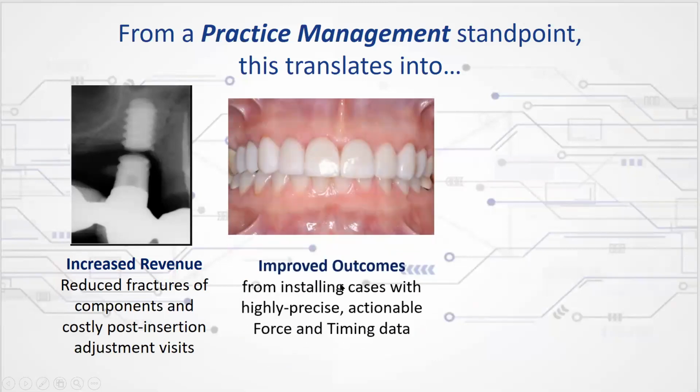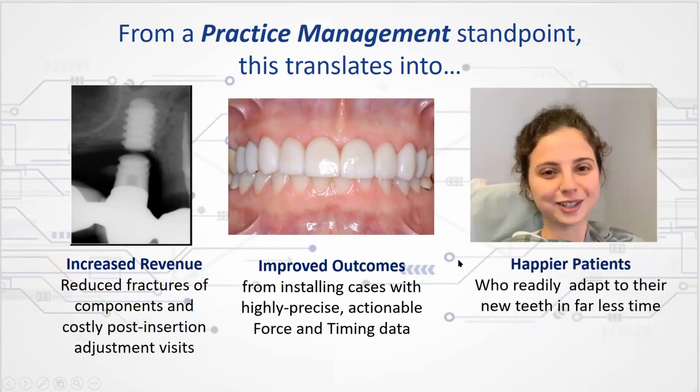And so by getting improved outcomes, you lessen this post-insertion adjustment problem, and you get improved outcomes because you're using actionable force and timing data. Remember, scanning technology is just taking pictures of teeth. It's not controlling the occlusion for you. You can only do that if you measure between the teeth. And the T-scan is the only proven, validated technology that does that. And when you get improved outcomes, you have happier patients who readily adapt to their new teeth in far less time, like this young lady.